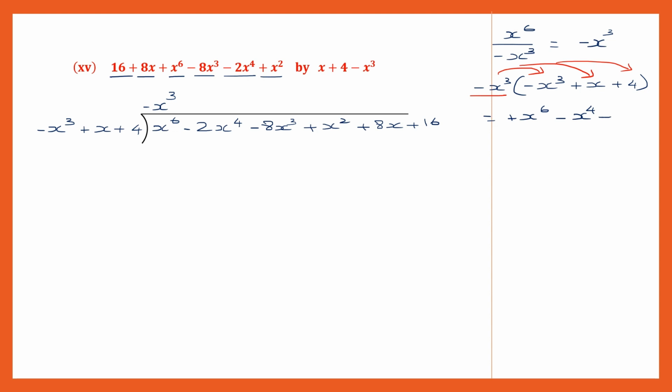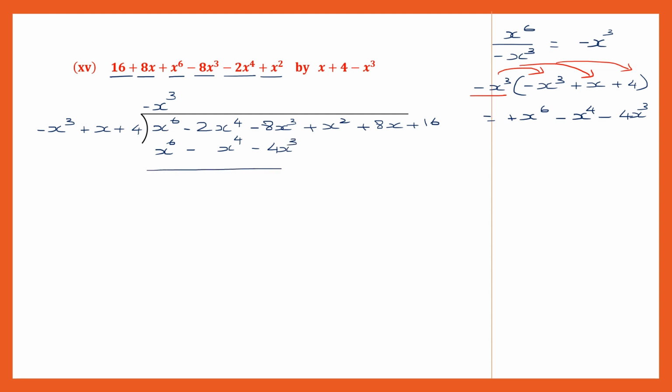Sign is minus, number is 4, x to the power of 3. Now we are going to place this below this one. Always remember to put the like terms together. So let's begin. So we have x to the power of 6. So let's write that, x to the power of 6. Then we have minus x to the power of 4 minus 4x cubed.